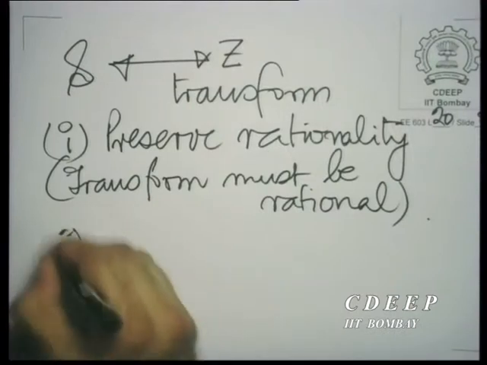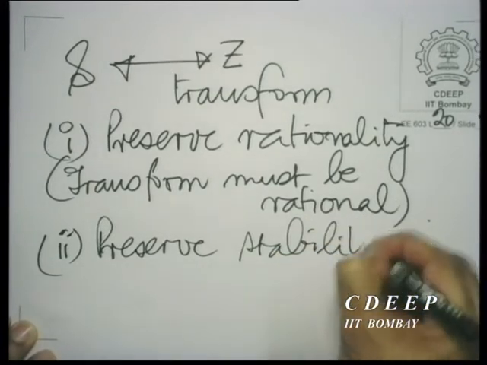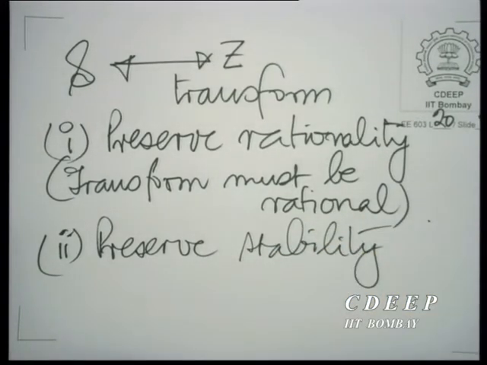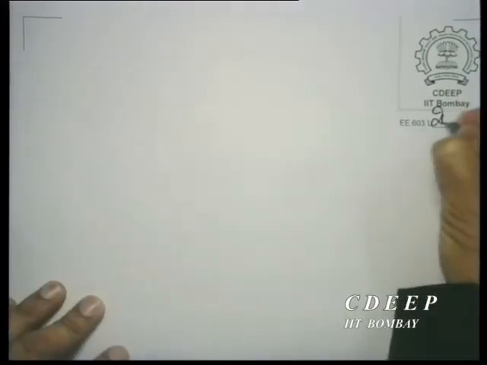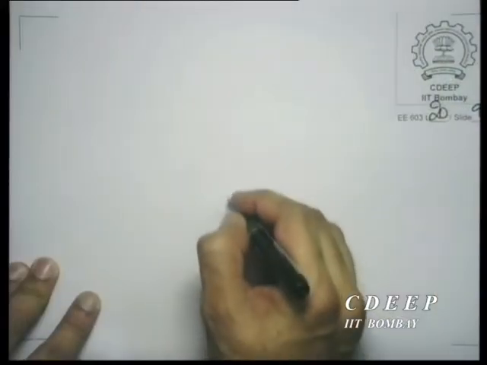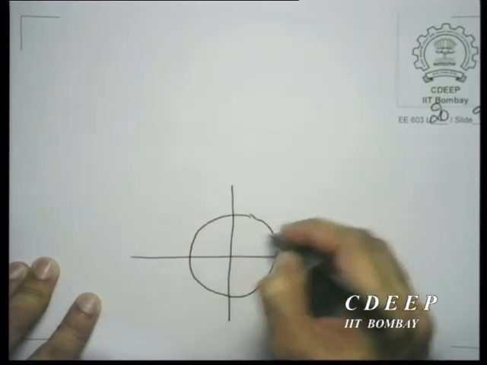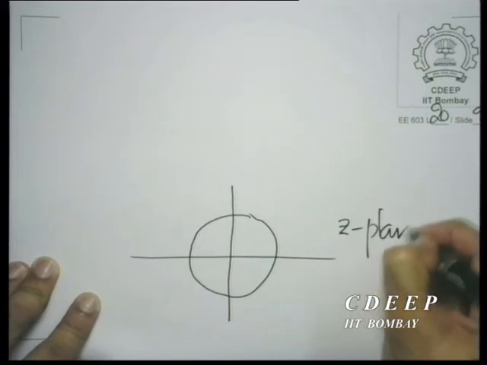Secondly, the transformation must preserve stability. And now we want to interpret what preservation of stability means. Preservation of stability means a proper mapping from different parts of the S plane to different parts of the Z plane. In fact, let us now put down specifics there. So, you see, what does it mean? It means in the S plane, let's mark the regions of importance in the S plane and the Z plane. So, you have the Z plane here and you have the S plane there.